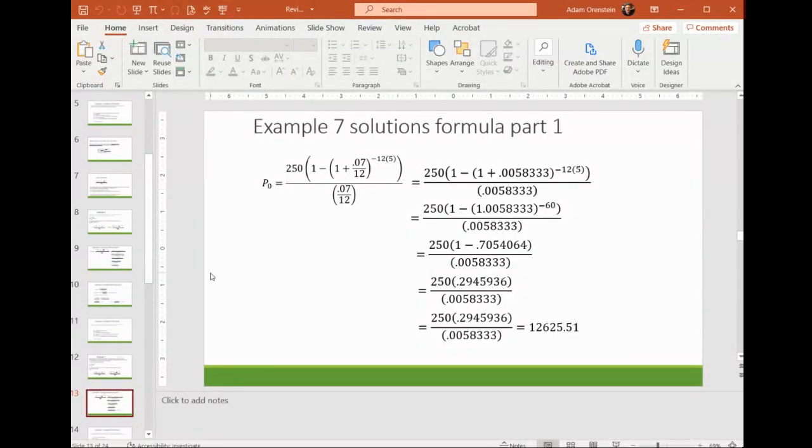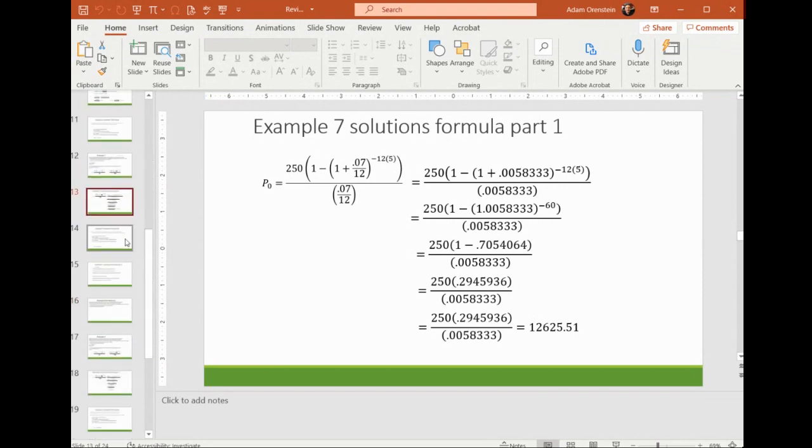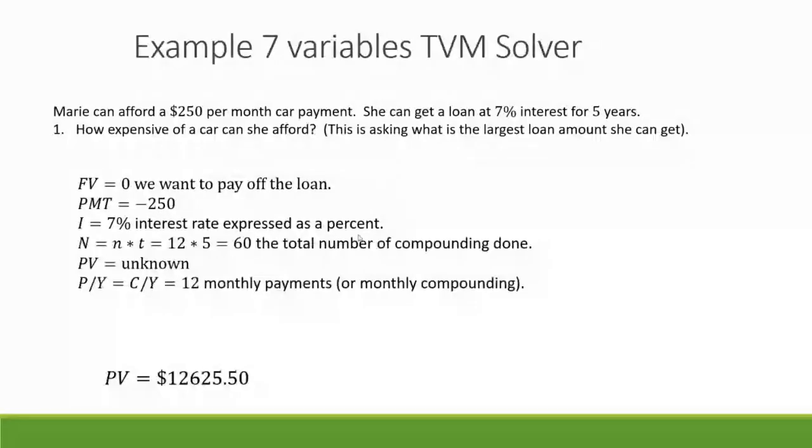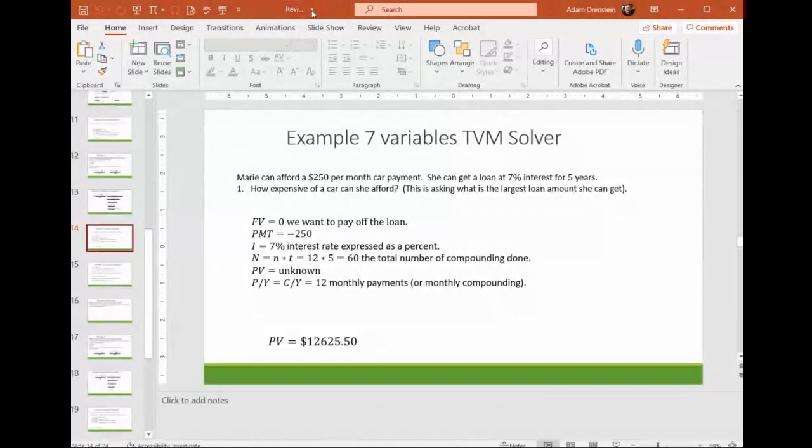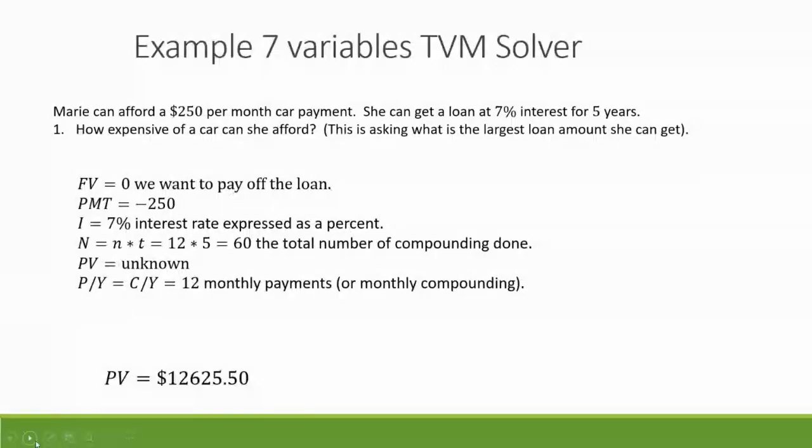Okay, let's keep going then. So now we're going to solve this using that TVM solver. Here we have FV is 0, right? Again, you want that to be 0 with the loan because you want to be able to pay off the loan. That's what you want to do, pay off the loan.